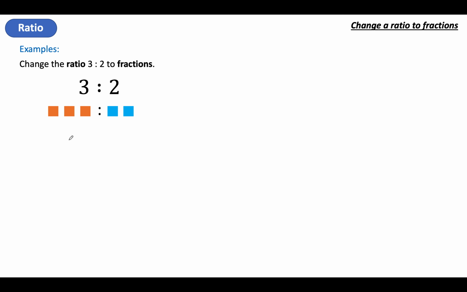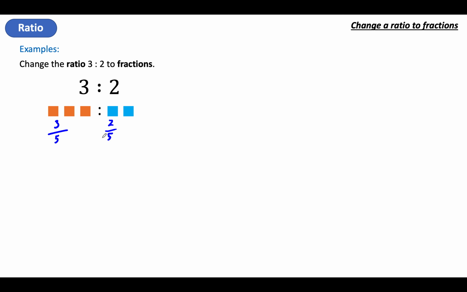Okay, now if I said to you, out of those blocks, what fraction are orange? Well, that would be 3 out of 5 blocks, right? And what fraction of blue? Well, that would be 2 out of 5 blocks. And there you go. You have changed a ratio into a fraction.